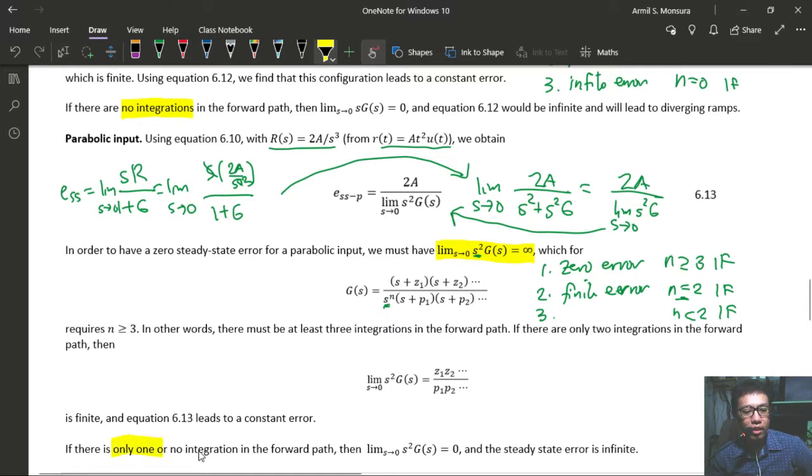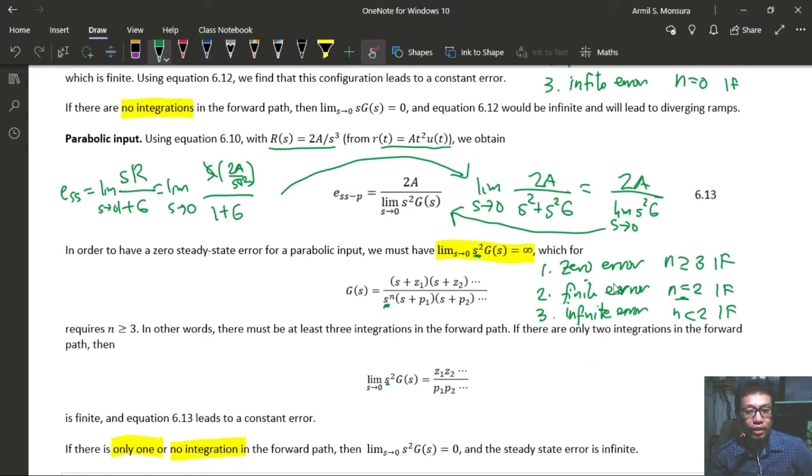If you have one or more integration factors in the forward path, then what would happen is not all of the S here will cancel. So there will be an S left in the numerator. What would happen is that when you evaluate the limit, this product becomes 0. If it becomes 0, that means the denominator is 0. So 2a over 0. That leads to an infinite error. That should lead to an infinite error for your parabolic input.